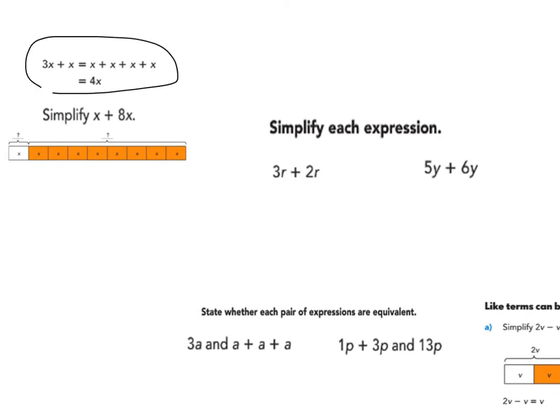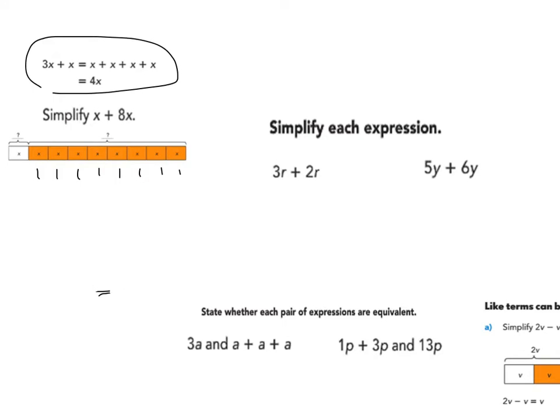Now here, another bar model, we have x plus 8x. So one group of x, and then 1, 2, 3, 4, 5, 6, 7. Oops, you can't see it. The other one's behind my thing. Erasing.